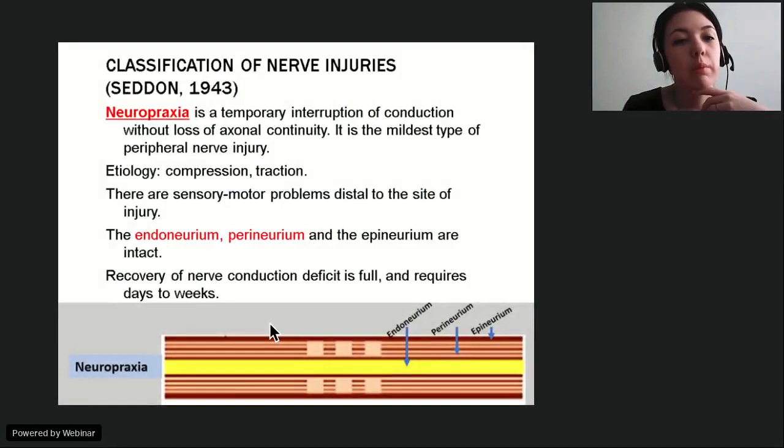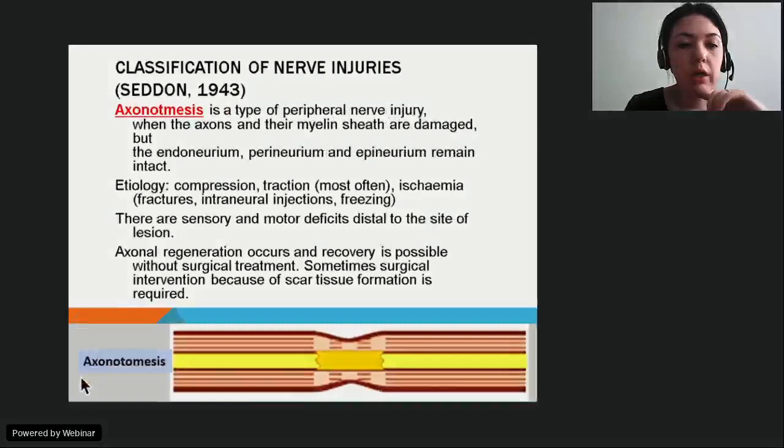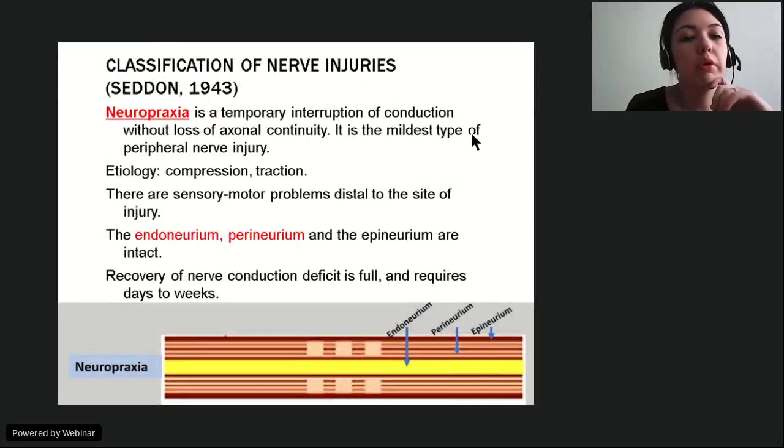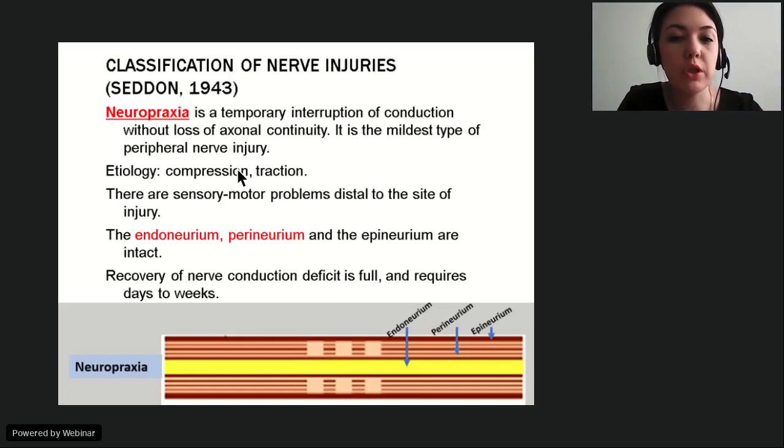There are several classifications. One of them is the classification by Seddon that was invented in 1943. According to it, all nerve injuries are divided into neuropraxia, axonotmesis, and neurotmesis. So neuropraxia is a temporary interruption of conduction without loss of axonal continuity. It is the mildest type of peripheral nerve injury. Usually it occurs in case of compression of the nerve or in case of excessive traction. And in this case, we can deal with sensory motor problems distal to the site of injury.